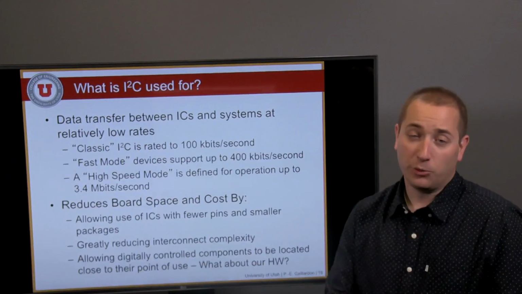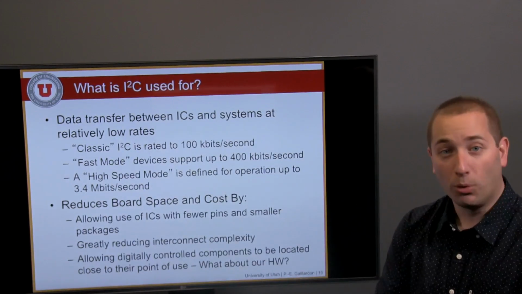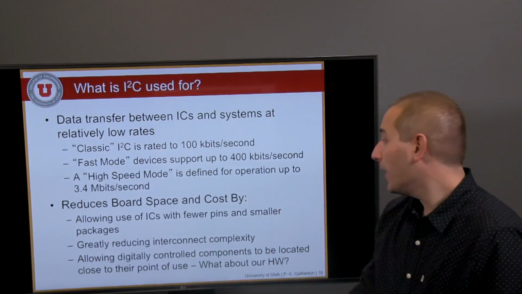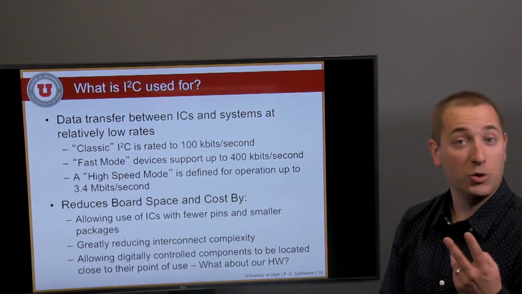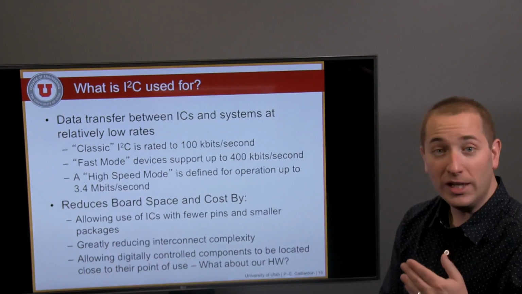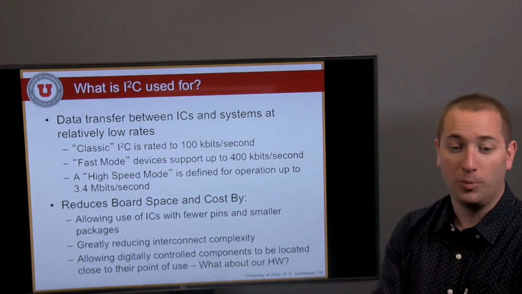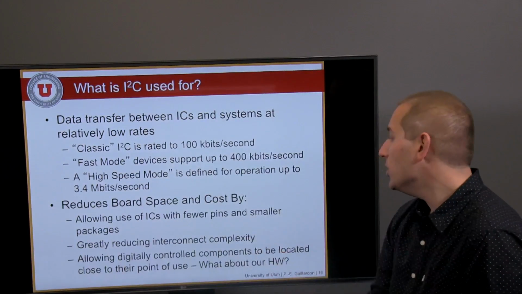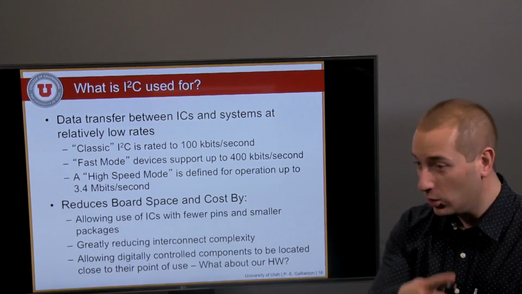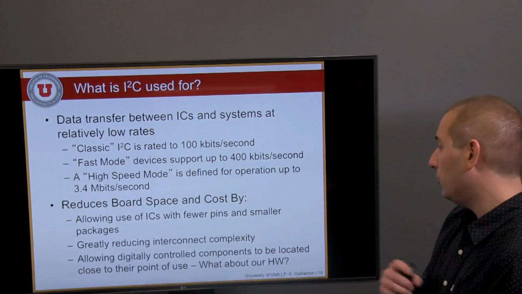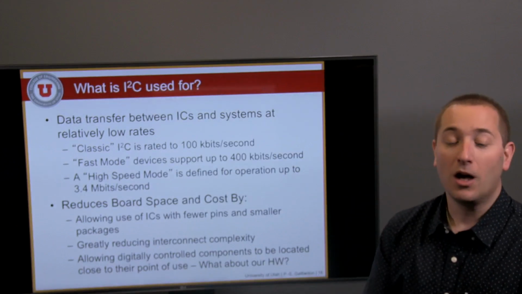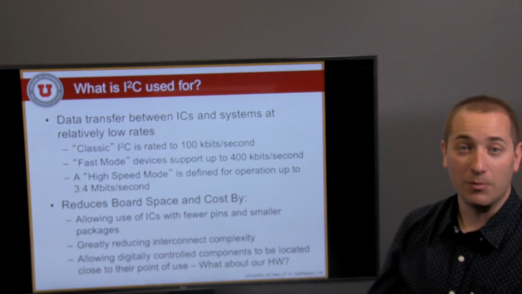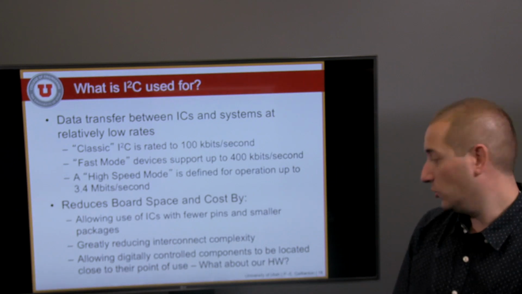The main advantage of the I2C protocol is to reduce the board space and cost by allowing the use of ICs with fewer pins and smaller packages, because you only need these two pins to communicate between your microcontroller and your external peripheral. It greatly reduces the interconnect complexity. Again, you only propagate two wires across your chip. And it allows for digital control of many systems that you could use close to their point of use.